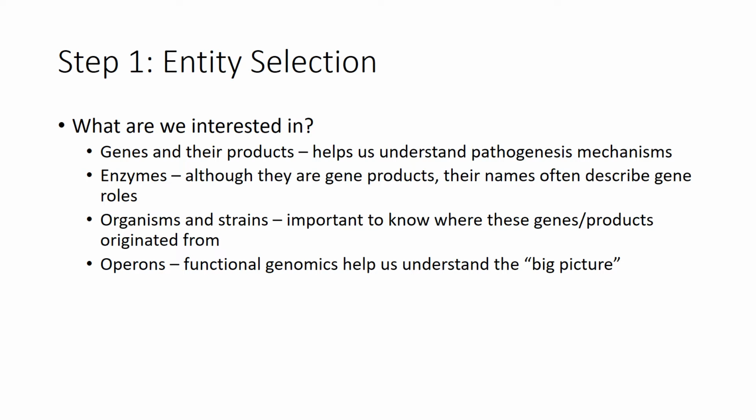The first step is to identify entities. We need to know what we're interested in and what we're looking for. Maybe we're interested in genes and their production roles. Maybe we're interested in enzymes or organisms and their strains, or a variety of different roles that we want to learn more about. First, we have to define what it is we want to know specifically.